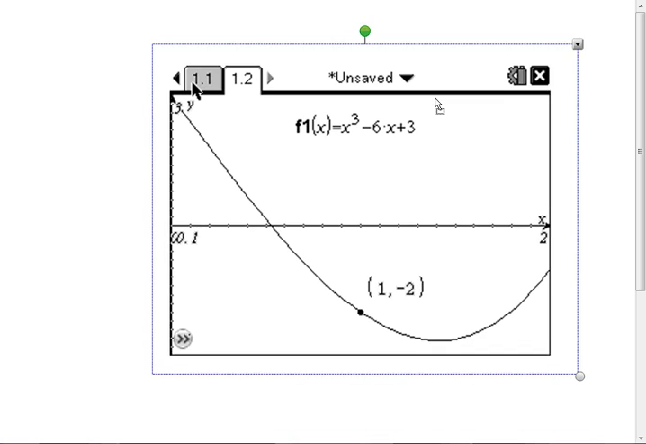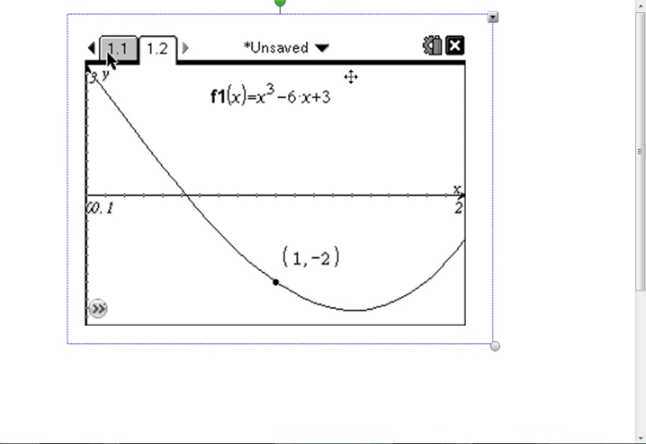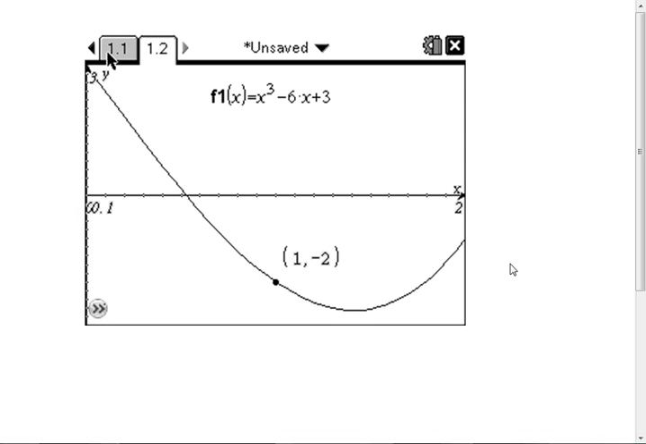The first thing we're going to do is actually look at that, and we're going to zoom in on that point. So let me get my calculator up.